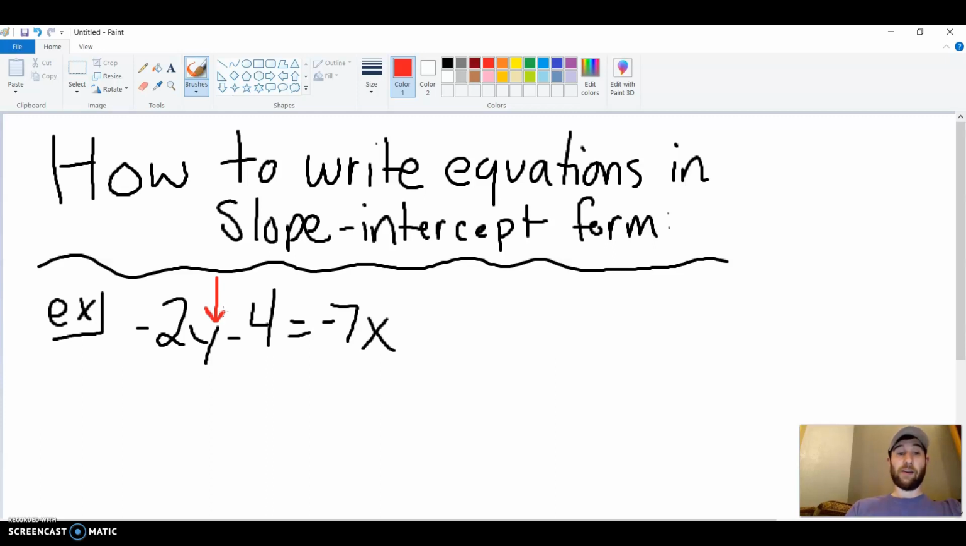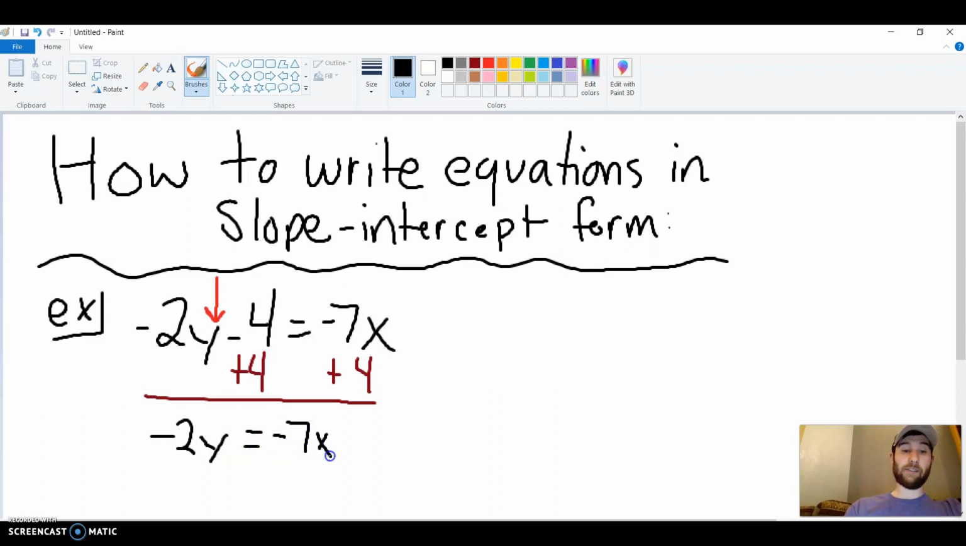So the first step here, we have our y with the negative 2 being multiplied and the 4 being subtracted. We can divide by negative 2 first, but that's not going to make it easier to solve for y. So first, we will want to add 4 on both sides. And when we add 4 on both sides, we will not combine it with the negative 7x because they're not like terms. So what we're left with is that negative 2y on our left side. And on the other side now, we have the negative 7x plus that 4.